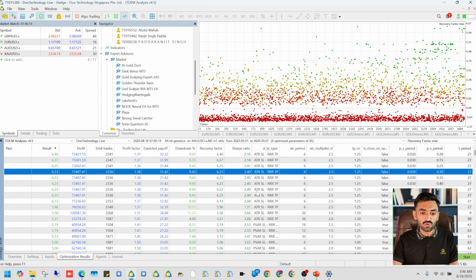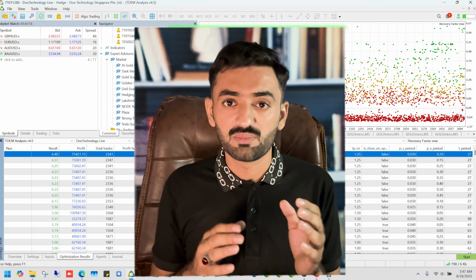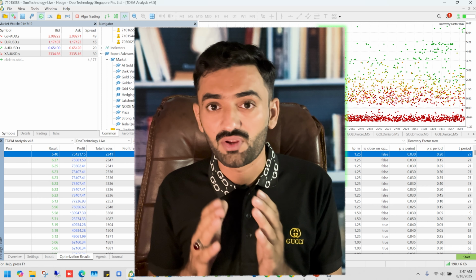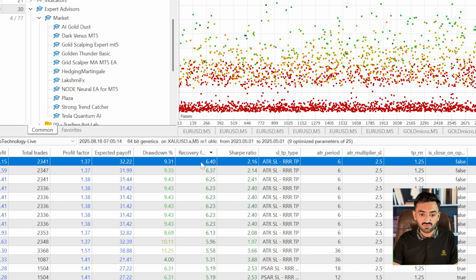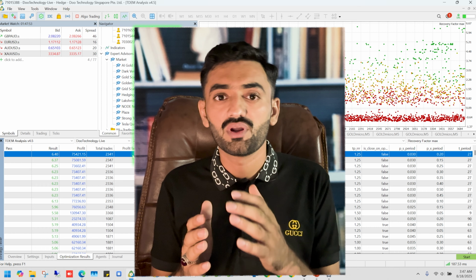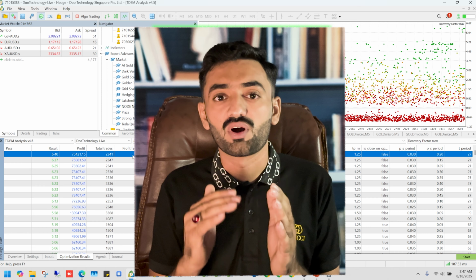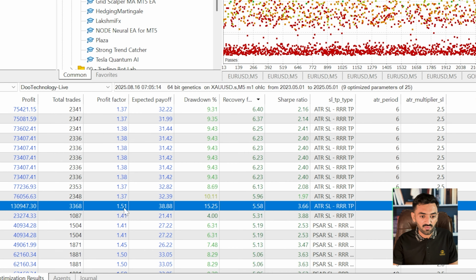From here we will look for the highest recovery factor. Here you can see the highest recovery factor is 6.4. This means the total net profit is 6.4 times higher than its drawdown. And with the highest recovery factor, the drawdown is 9.31%. The profit factor is 1.37, which is not good because we will not go with a setting where the profit factor is less than 1.5. After doing analysis, the best one is the 1.51.